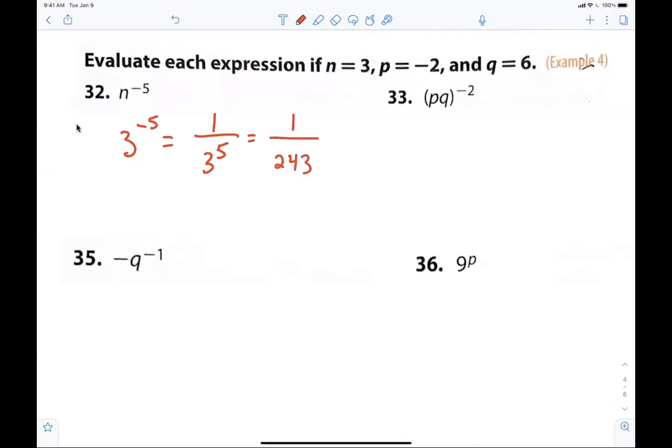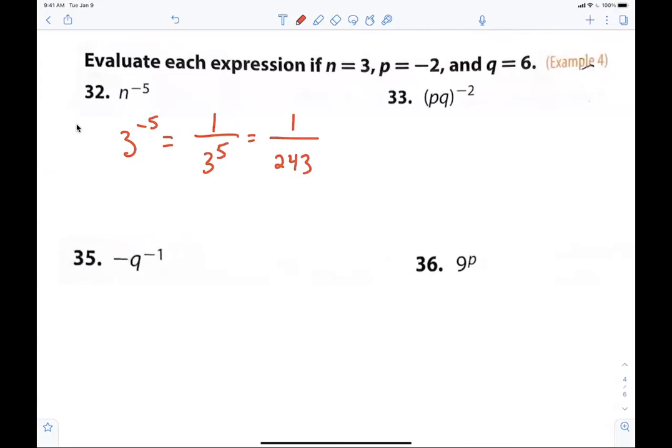One over 243. All right, everybody try that on the calculator. Make sure you can do that. 3 to the negative 5. And if it comes out to be a decimal, convert it to a fraction.